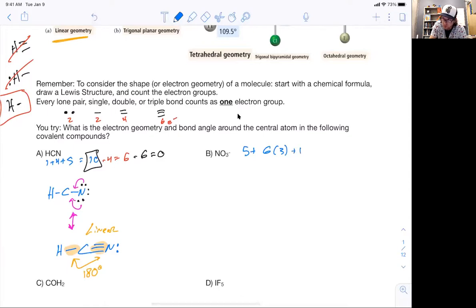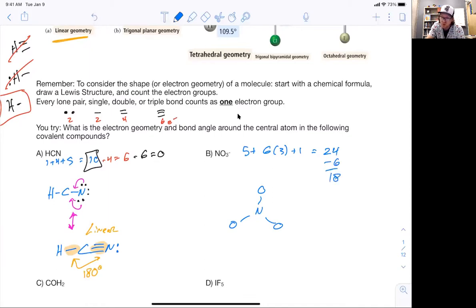And then we'll add one more for the negative charge. That negative charge just kind of gets spread out over the molecule. It's helping all of the atoms achieve that noble gas electron configuration. So now we're up to 24 valence electrons. Again, we'll put nitrogen in the middle. We'll connect these terminal oxygens with single bonds that used 6 electrons, so we're up to 18.